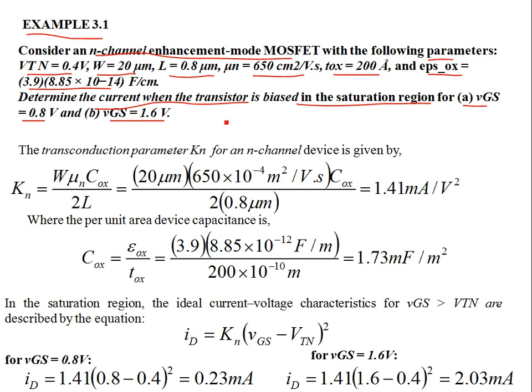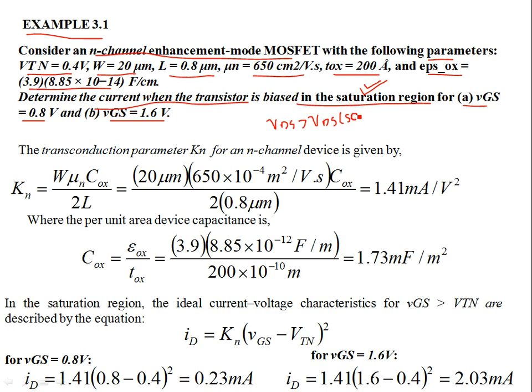So we are talking of the transistor. The transistor is biased in the saturation region. Okay, the transistor is already biased in the saturation region, which means VDS was already greater than VDS sat. Okay, so the applied VDS is greater than VDS sat over here. That's how we have reached the saturation region.